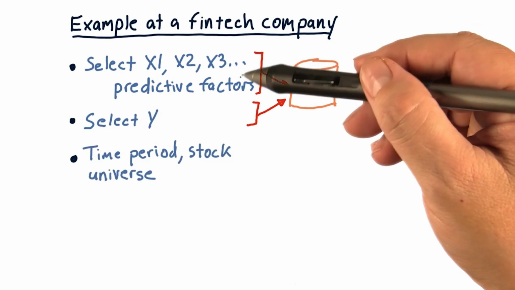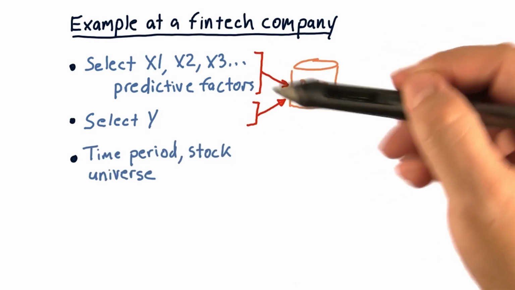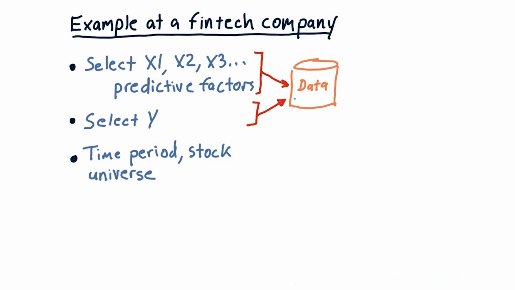Now that we know what our predictive factors are and what Y is going to be, we need to consider the breadth and depth of the data that we're going to use to train the system with. So that includes, for instance, time period. How far back in time do you want to go to train the system? And what's your stock universe? What universe of data, which symbols are you going to use to train the system as well?